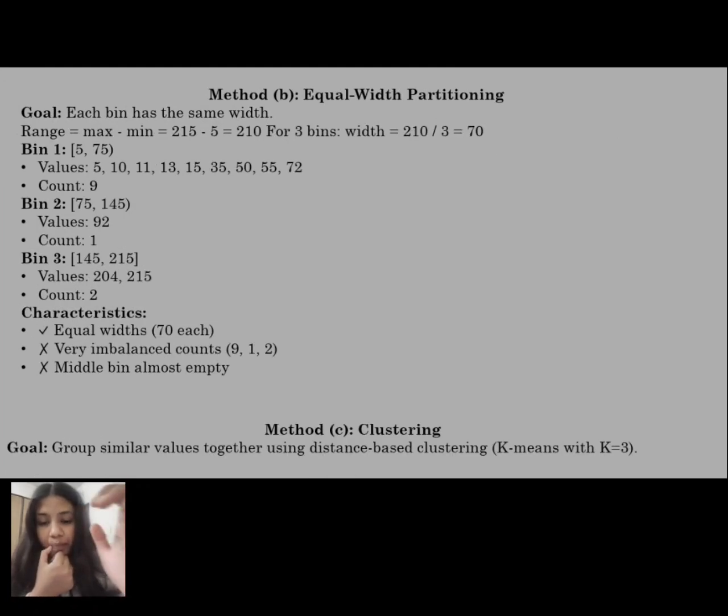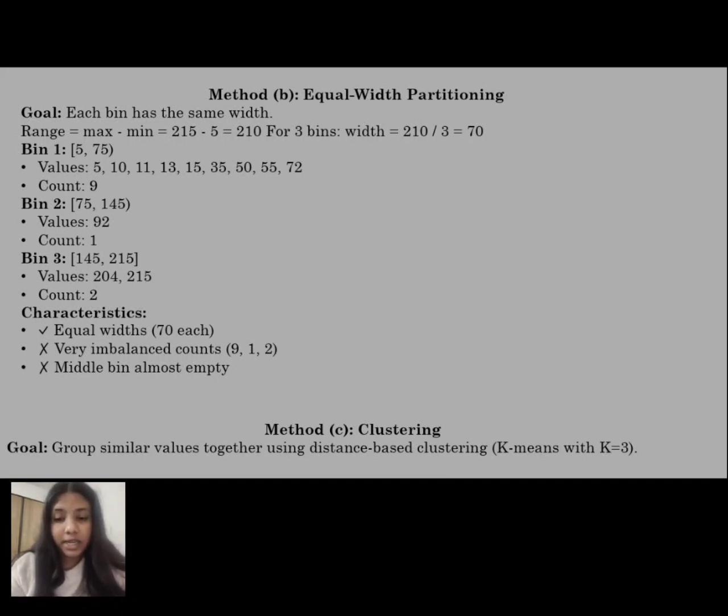Method B is equal width partition. Each bin has the same width. The range is maximum 215 minus 5, 210, for 3 bins, and the width is 210 by 3, which is 70. So the first bin is 5 to 75, the values are given, and the count is 9. The second bin is 75 to 145, so the value is 92 and the count is 1. Bin 3 is 145 to 215. The values are 204 and 215, and the count is 2. The characteristic is that it is equal in width, 70 each, but the counts are very unbalanced: 9, 1, and 2. The middle bin is almost empty.